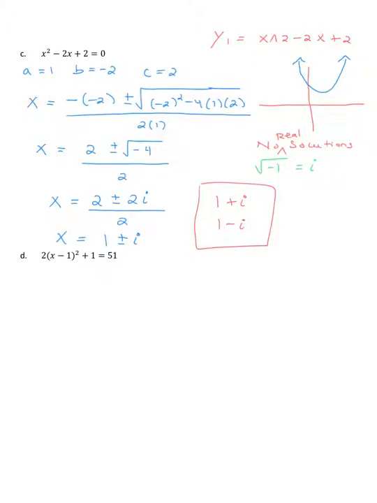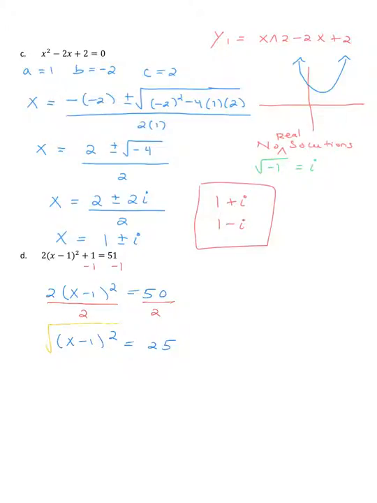Okay, part D. I want to solve this equation. If you want to use the quadratic formula to do so, you would have to square this out, combine like terms, and subtract 51 from both sides. But because this is x minus 1 squared, we have another procedure for solving for x. I want to get this portion of the equation by itself. So I'm going to subtract 1 from both sides first, which changes this equation to 2 times x minus 1 squared is equal to 50. The second step would be to divide both sides by 2, and that gives you x minus 1 squared is equal to 25.